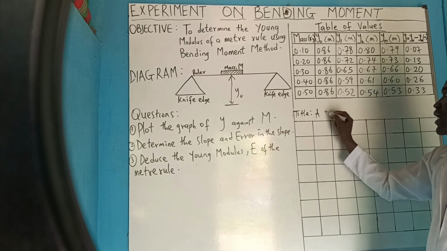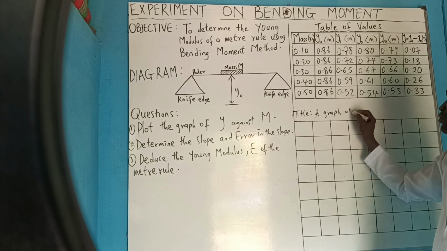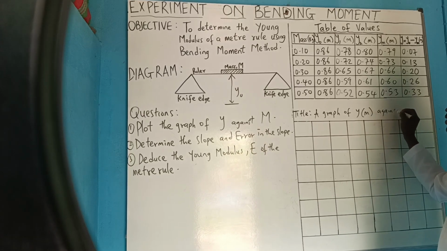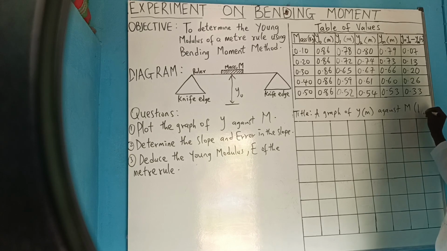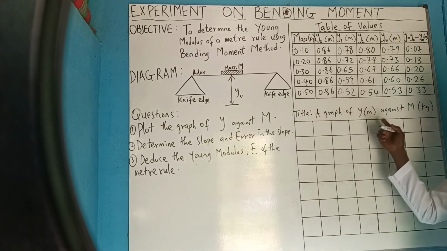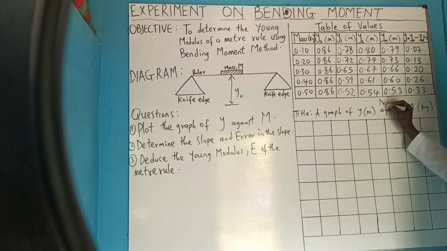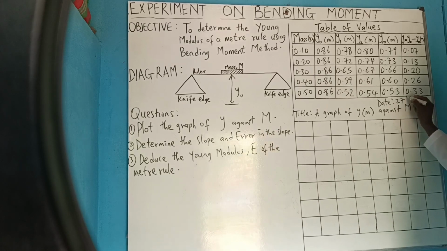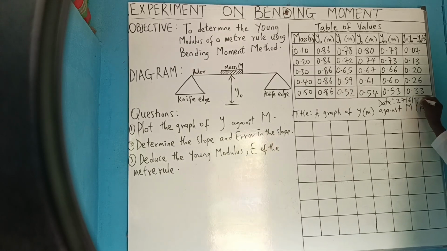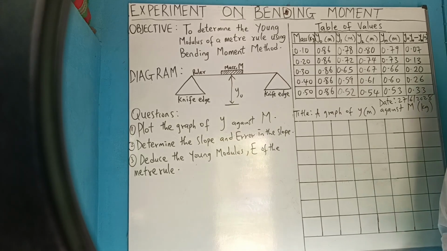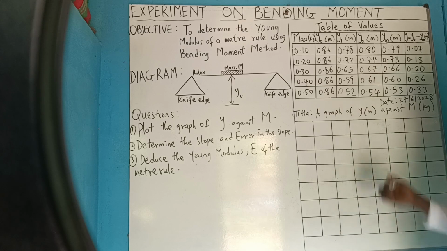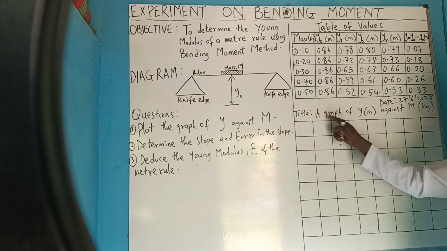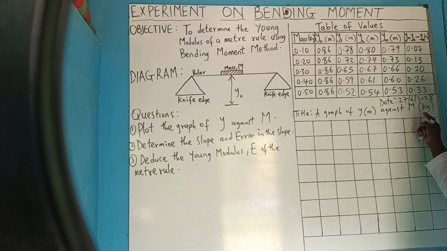What is the title? A graph of y in meter against capital M in kg. You assign the unit to it. Then you write the date of the experiment. Today's date is 27th 6 2028. So you put the date of your experiment. I just put any date I want. Put the date of that experiment, very important, and put the title of the graph.